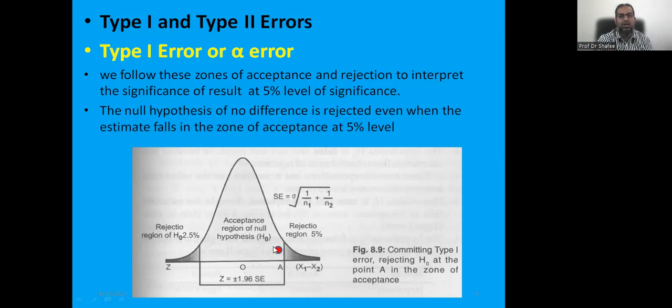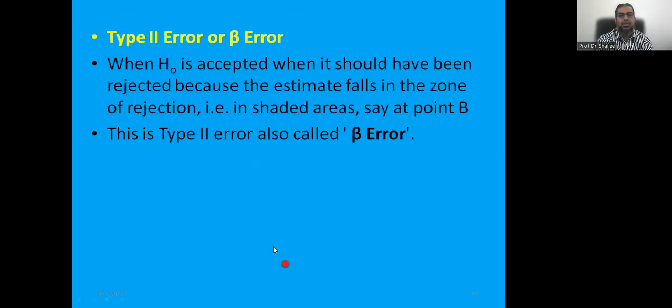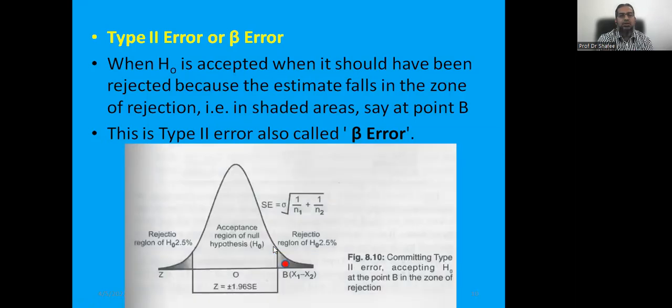It is called type 1 error or alpha error. Type 2 error or beta error occurs when the observation falls in the zone of rejection. We actually should reject it, but we are accepting it. So when we are accepting an observation which is falling in the zone of rejection, it is called type 2 error or beta error.